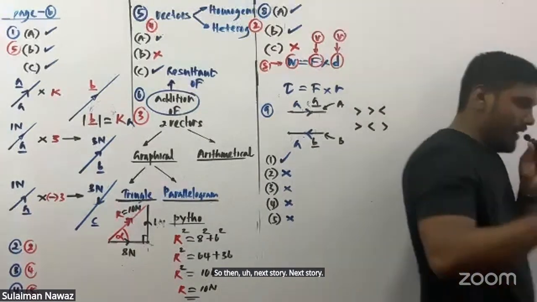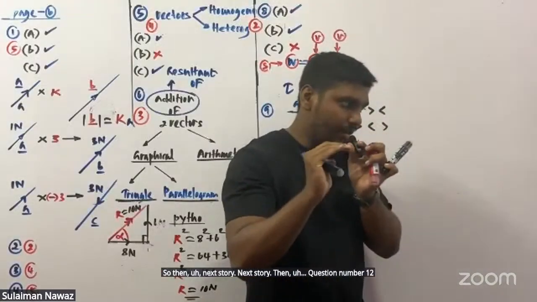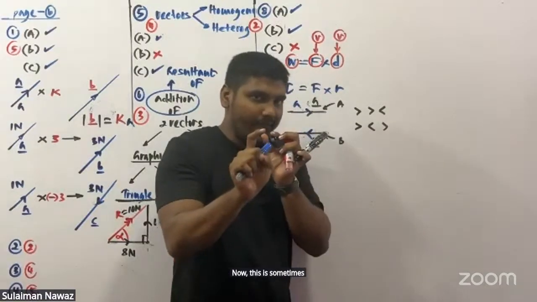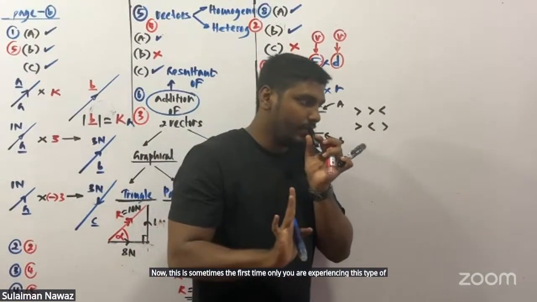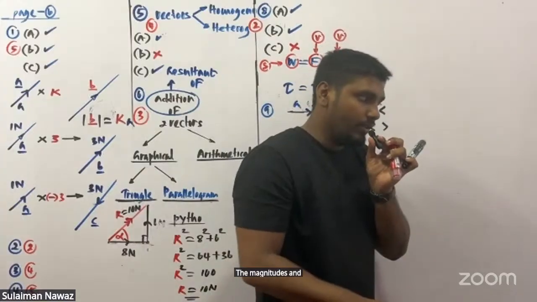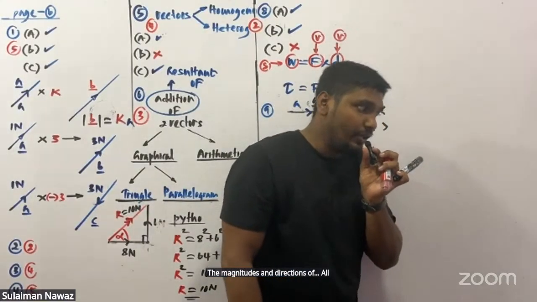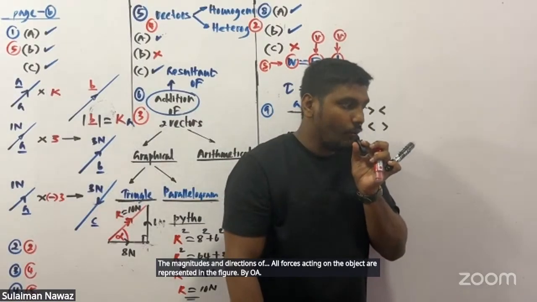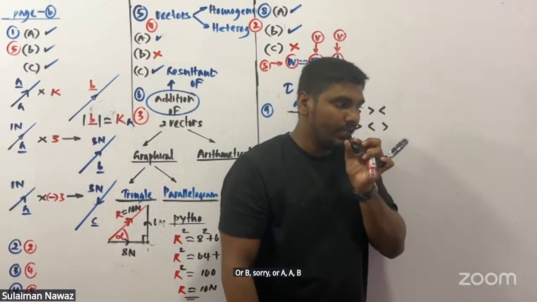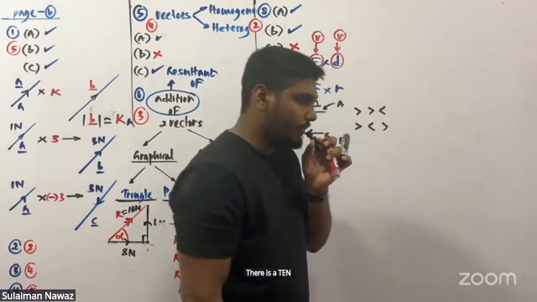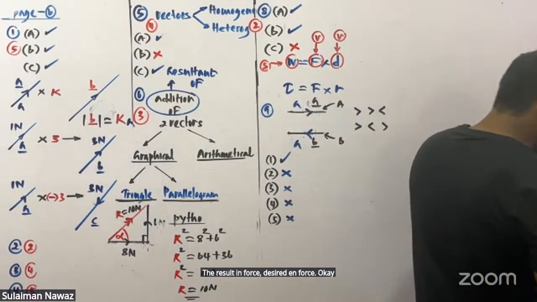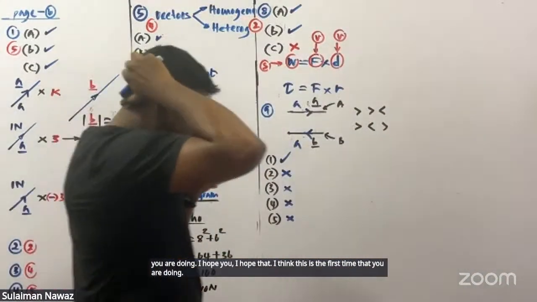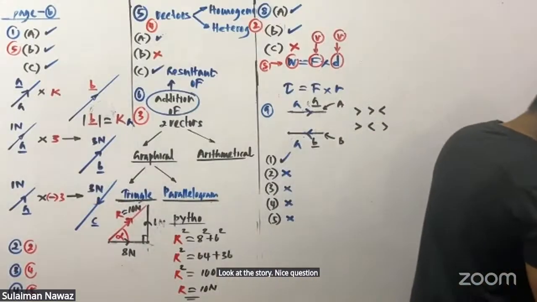Then, question number 12. Now, 10 and 11, I will come back to, don't worry. Question number 12. Now, this is sometimes the first time you are experiencing this type of vector question. The magnitudes and directions of 4 forces acting on the object are represented in the figure by OA, AB, BC, CD. The resultant force. Okay. I think this is the first time that you are doing this. Question number 12 is a nice question.